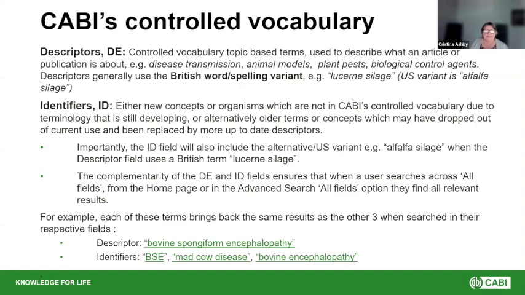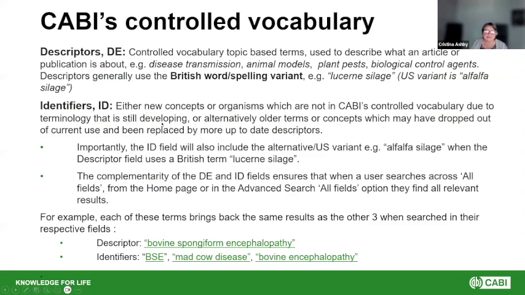And the thing to keep in mind about the controlled vocabulary is that, especially for the descriptors, we tend to use the British variants of terms. So here, for example, we use lucerne instead of alfalfa. But whenever we use a British variant in the DE field, we always provide the complementary term, the US variant, or variant terms in the identifier field.